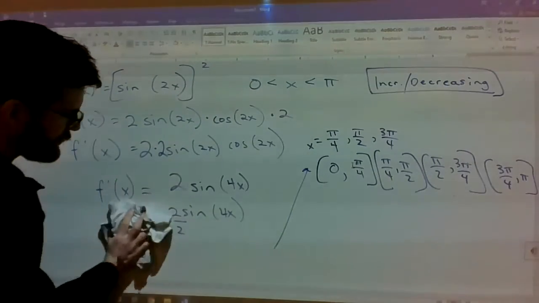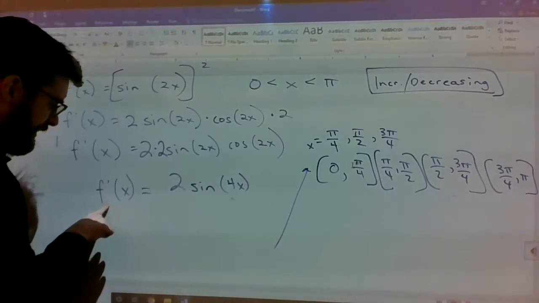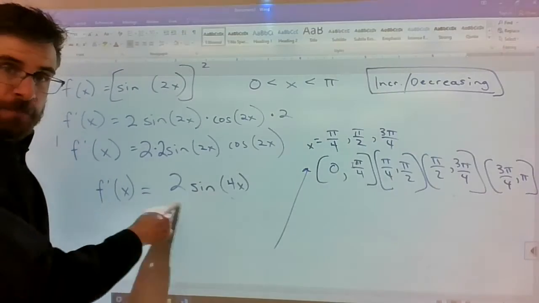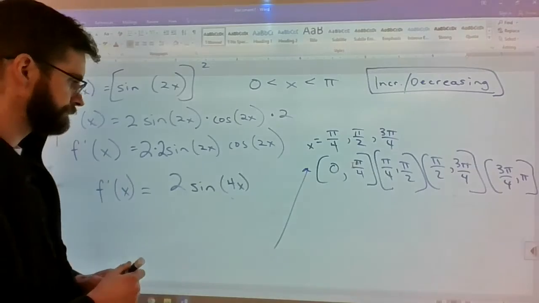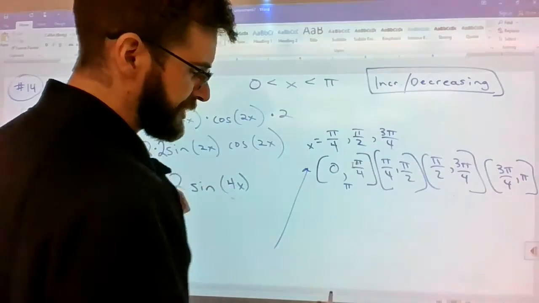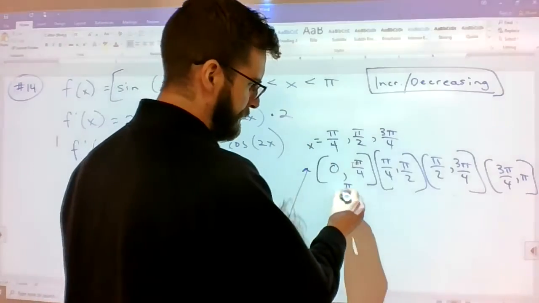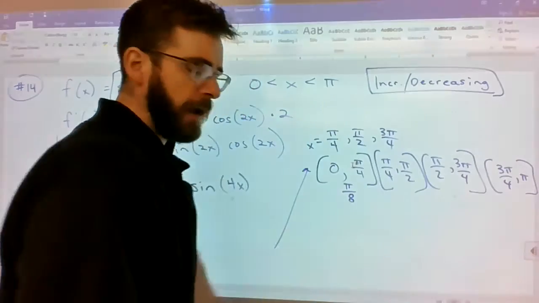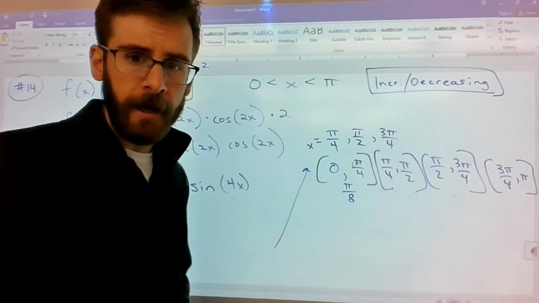So what are we plugging into? Well, I think plugging into f prime of x, this version of it, is probably our best bet. So this is going to be pi, oh boy, you know what? I'm just going to go right smack down the middle. Pi over 8 is exactly halfway between pi over 4 and 0.